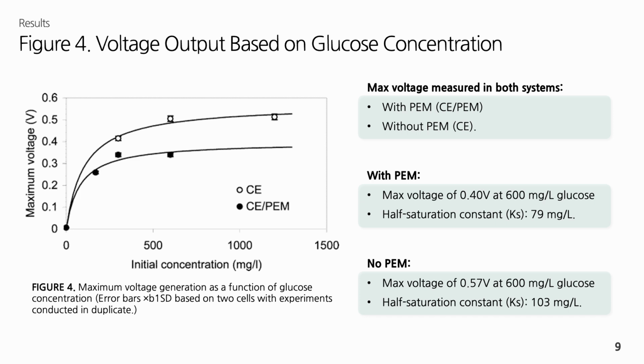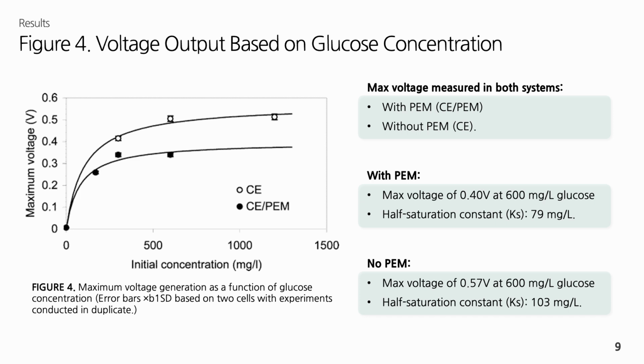Results analysis. Oxygen diffusion was 0.05 mg per hour with the PEM but increased to 0.187 mg per hour, about 3.7 times higher, without it. This improvement enhanced the oxygen reduction reaction, leading to significantly higher power densities when the PEM was removed.